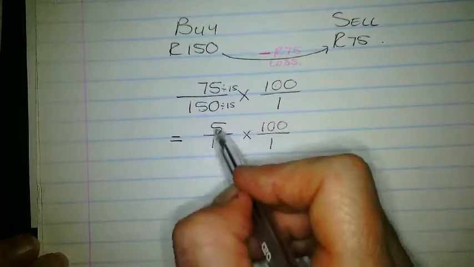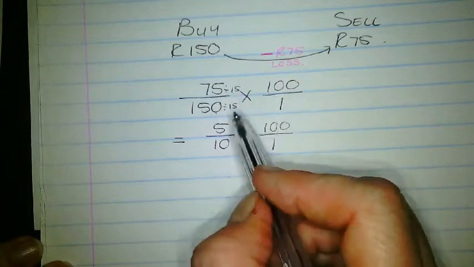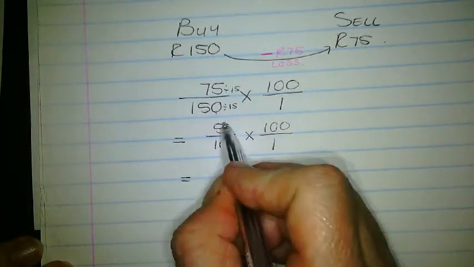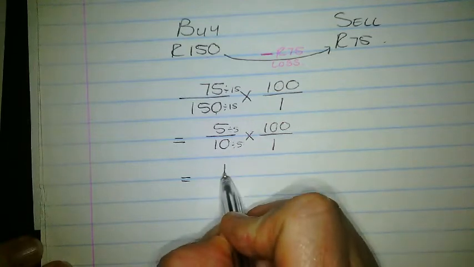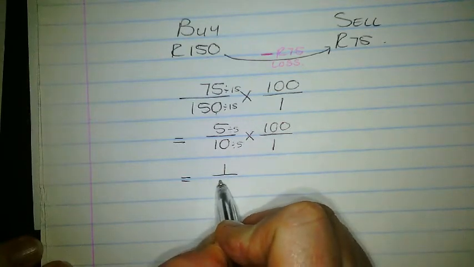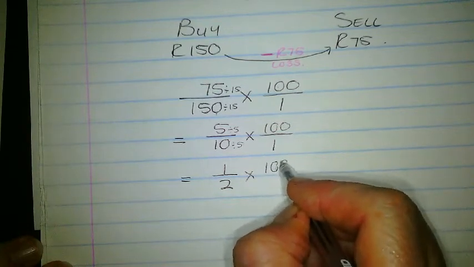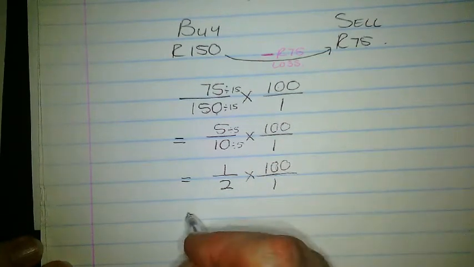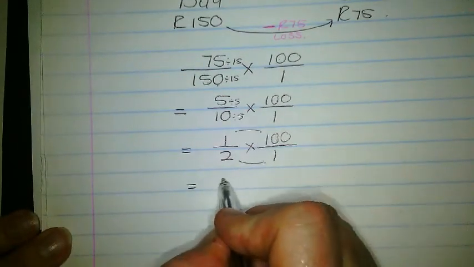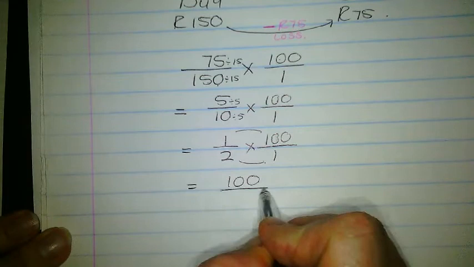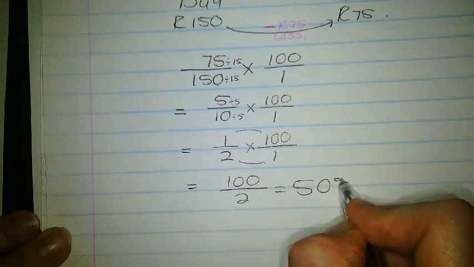And then what you can also say is, because 75 is the half of 150, then you can also say it's a half, or just keep on simplifying. Then it's going to be a half times 100 over 1. Numerators, denominators multiply, so it's 100 divided by 2, and that's going to be 50%.